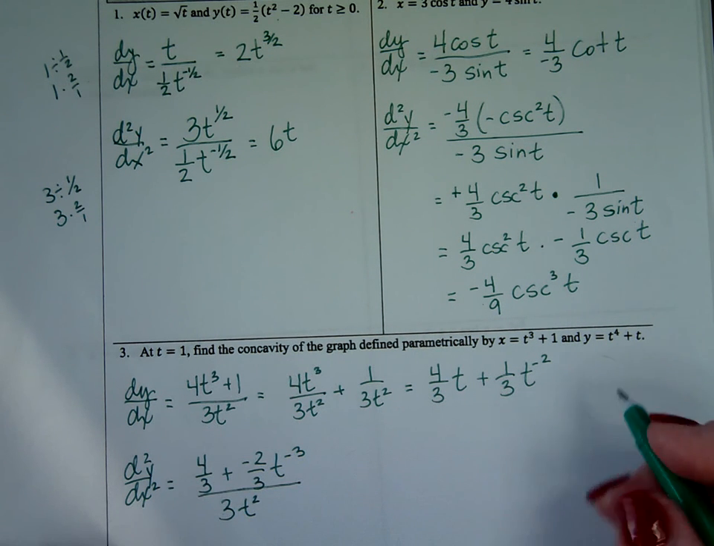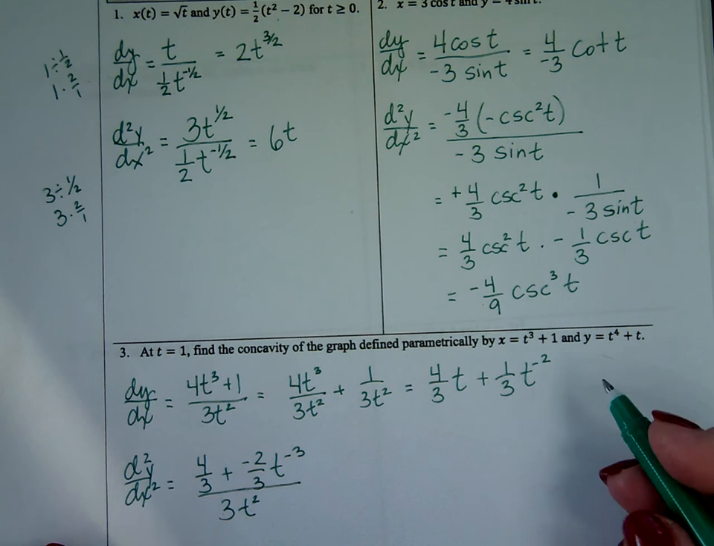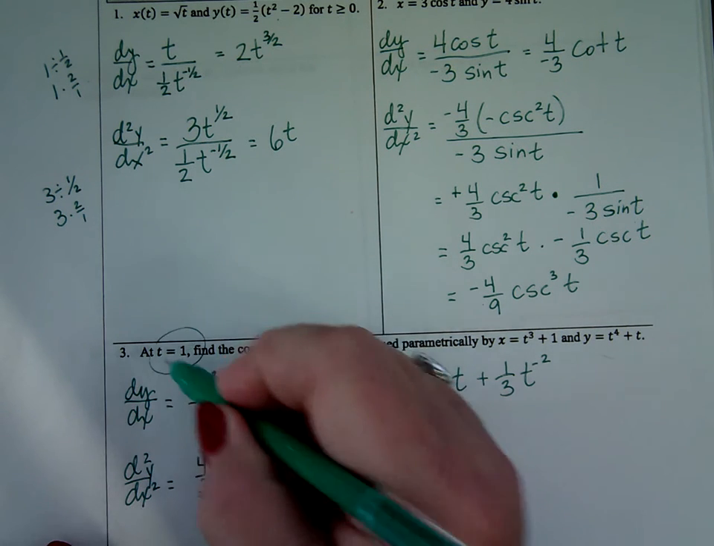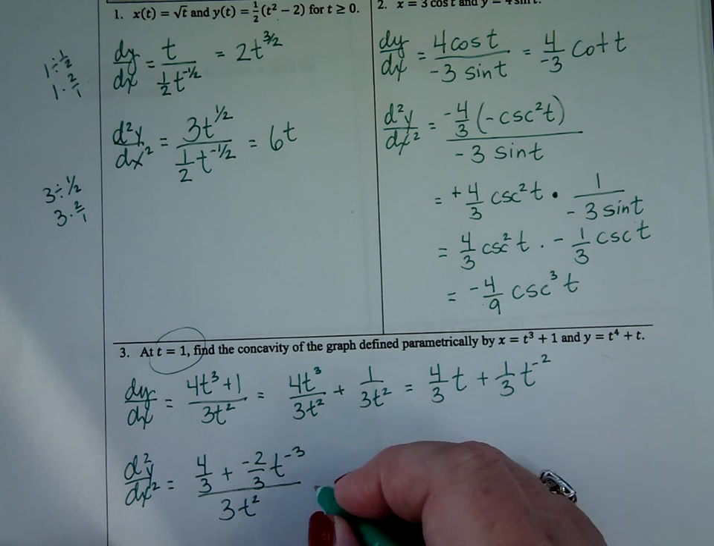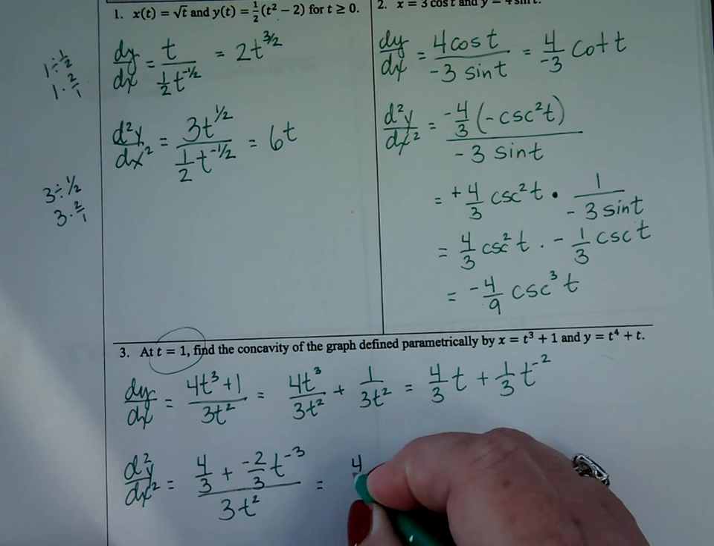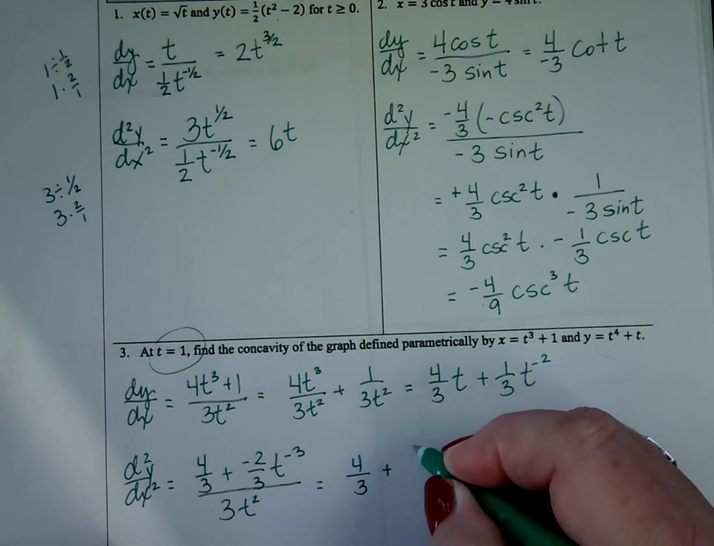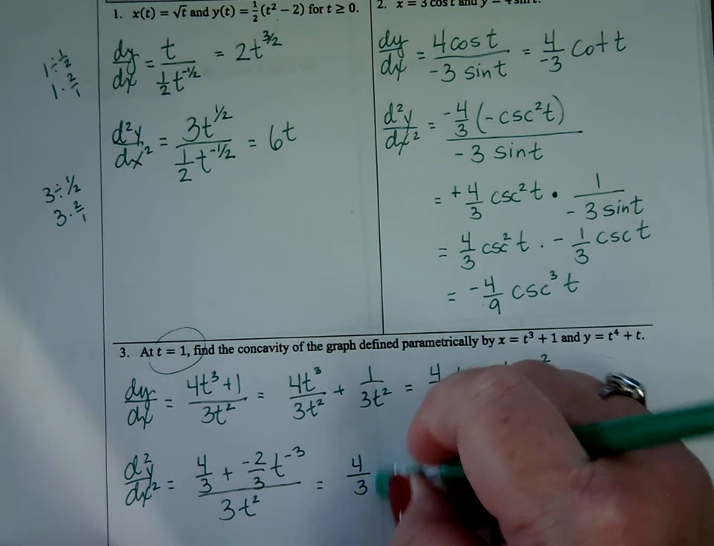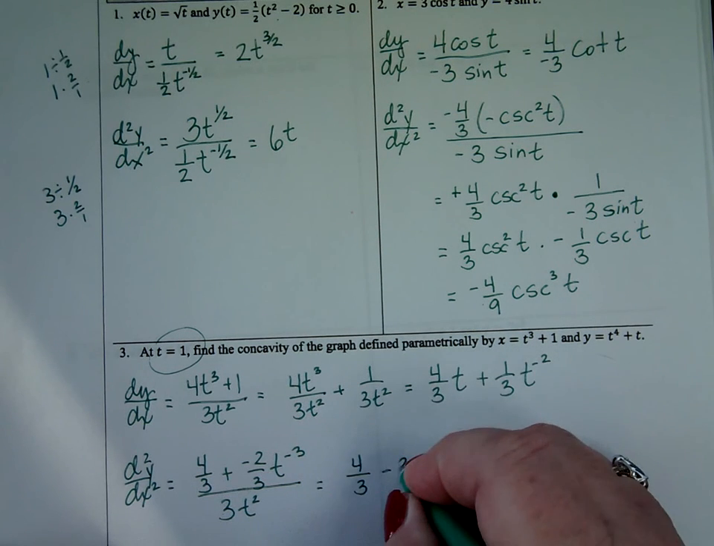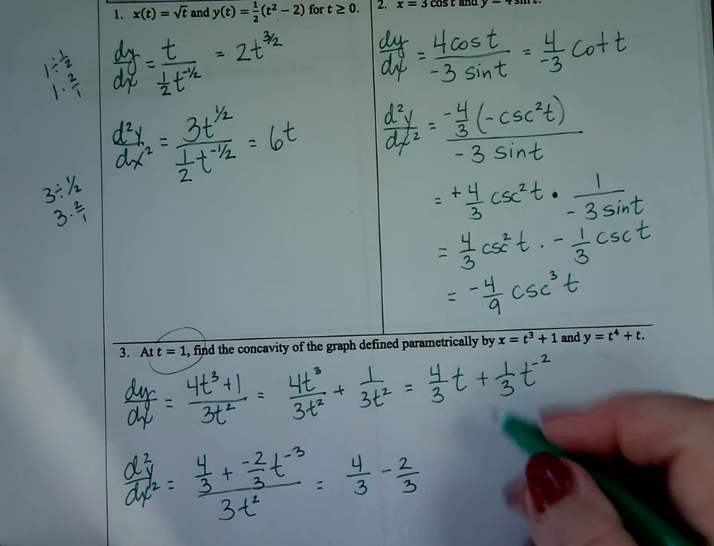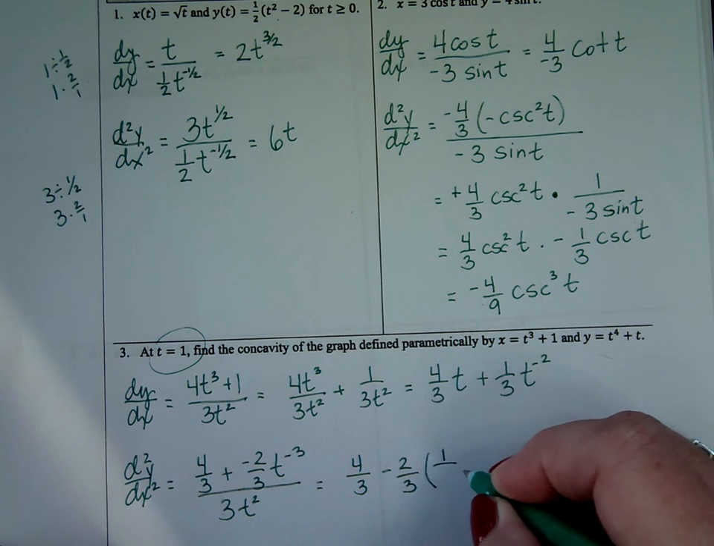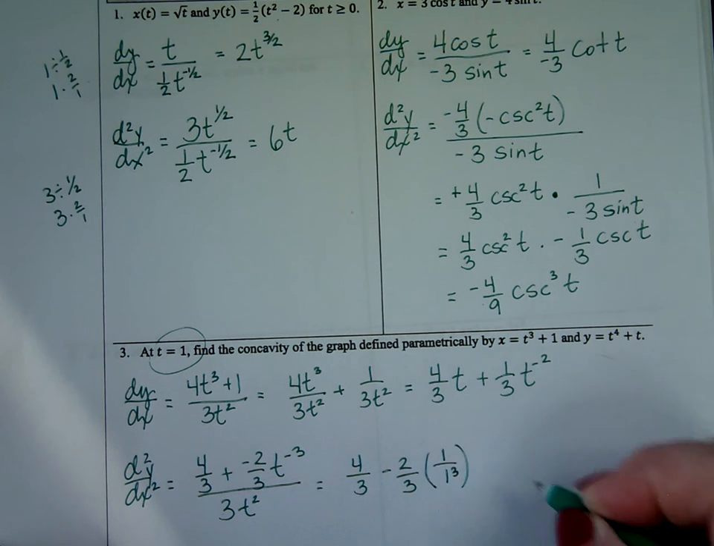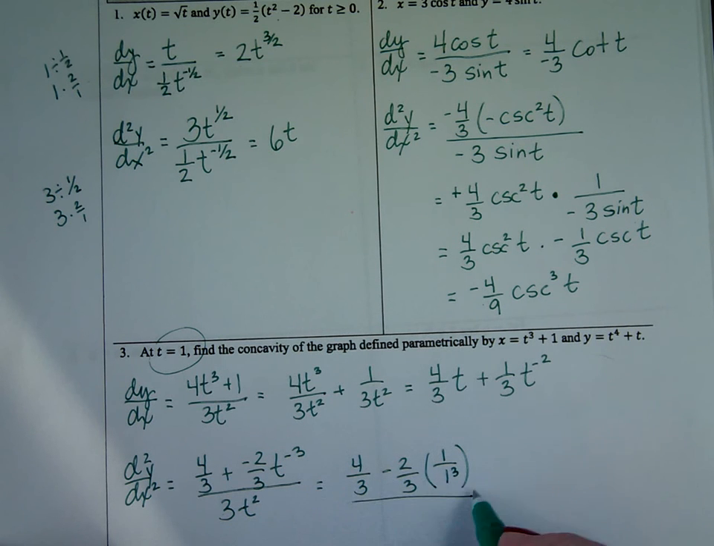And you say, man, that looks like a hot mess. And I say, yeah, it does. But they want me to evaluate it when t equals 1. So at this point, I really can put that in there and figure out what that would look like. So if I put the 1 in, I have 4/3 plus, actually minus, right? 2/3, because of that negative. And then it's t to the negative 3, meaning 1 over 1 cubed, right? Divided by 3 times 1 squared.